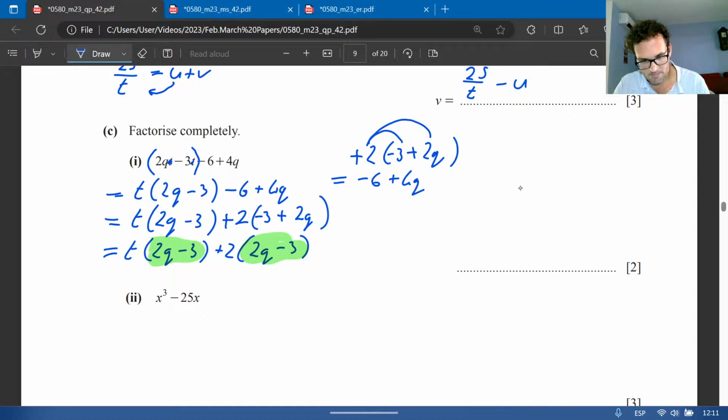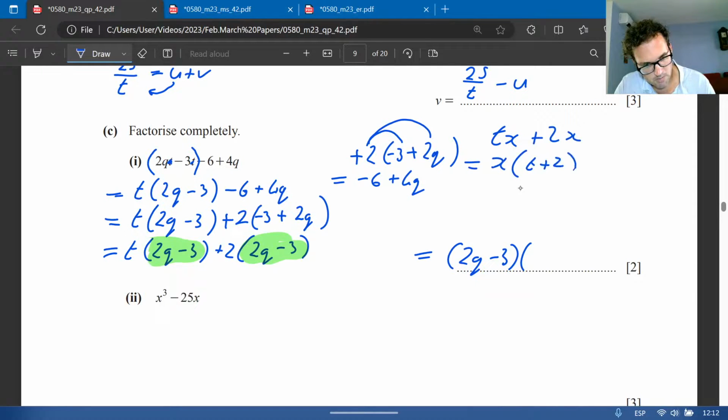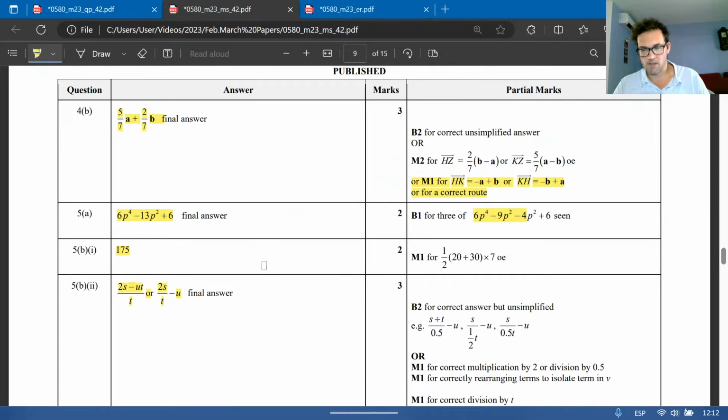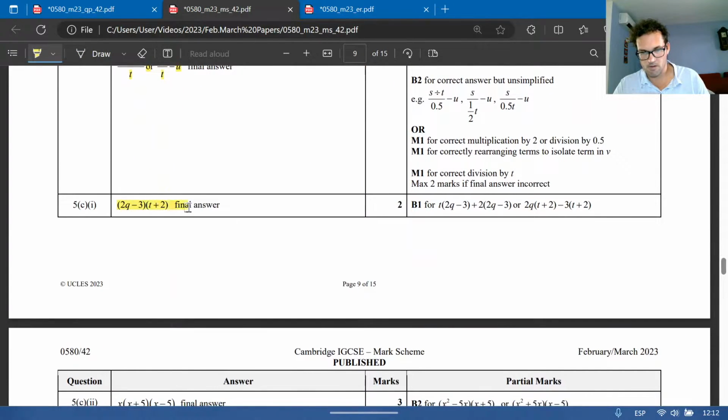We take that whole bracket and we factorize it out, which means we put it in front of the bracket. It's kind of like if we had tx plus 2x. We can factorize out that x and we're left with t plus 2. Yeah? Okay? But now we don't have an x, we've got a whole 2q minus 3. So what's left is t plus 2. Fun and games this is, yeah? There it is, final answer.